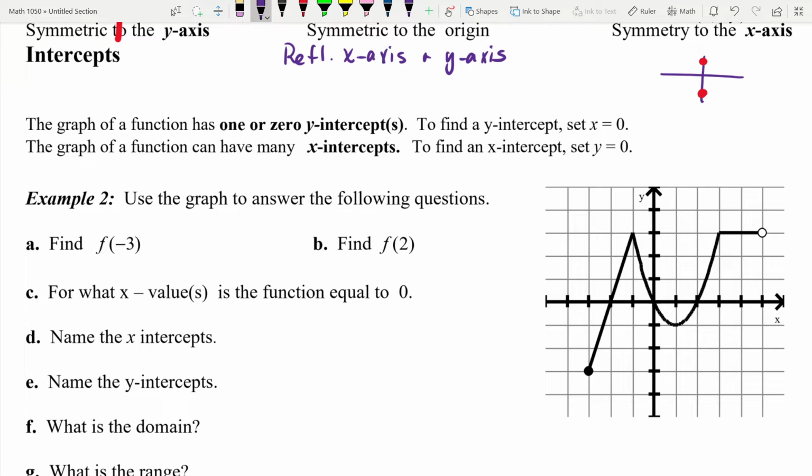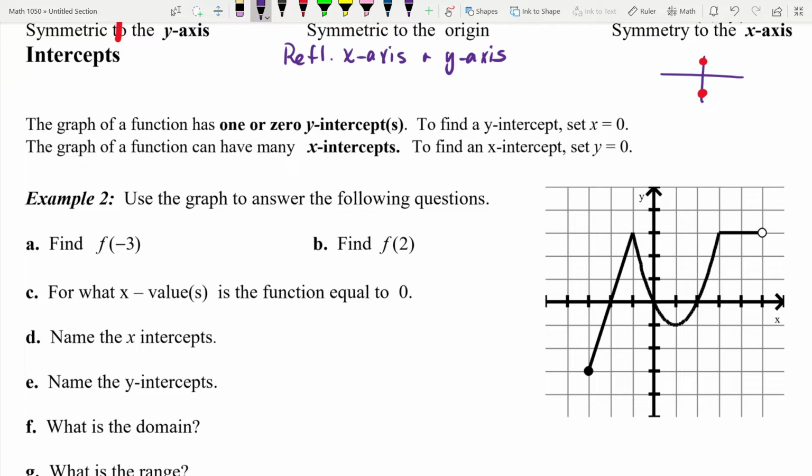It's not, right? What's wrong with that? It doesn't pass the vertical line test, which means it's not a function anymore, right? So can a function have more than one y-intercept? No, because that's not a function anymore. So read the first line. The graph of a function has one or no y-intercepts, okay?